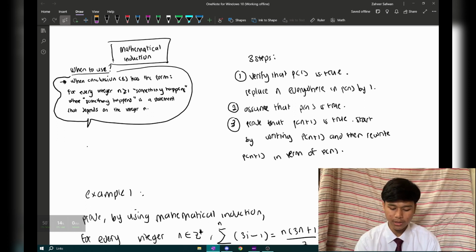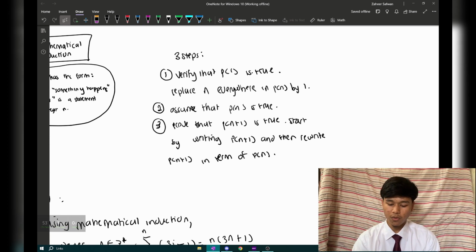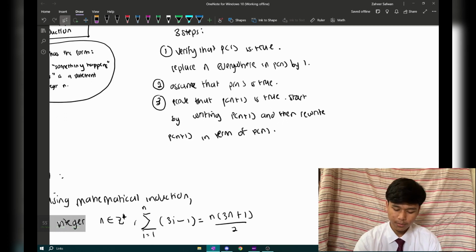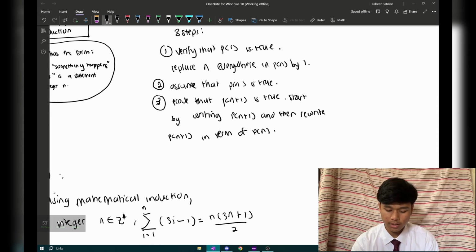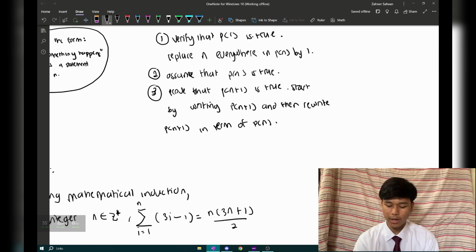P(n) is a statement that depends on the integer n. For mathematical induction, we have 3 steps using this method. The first one is verify that P(1) is true by replacing n everywhere in P(n) by 1. The second step is assume that P(n) is true, and the third step is prove that P(n+1) is true. Start by writing P(n+1) and then rewrite P(n+1) in terms of P(n).